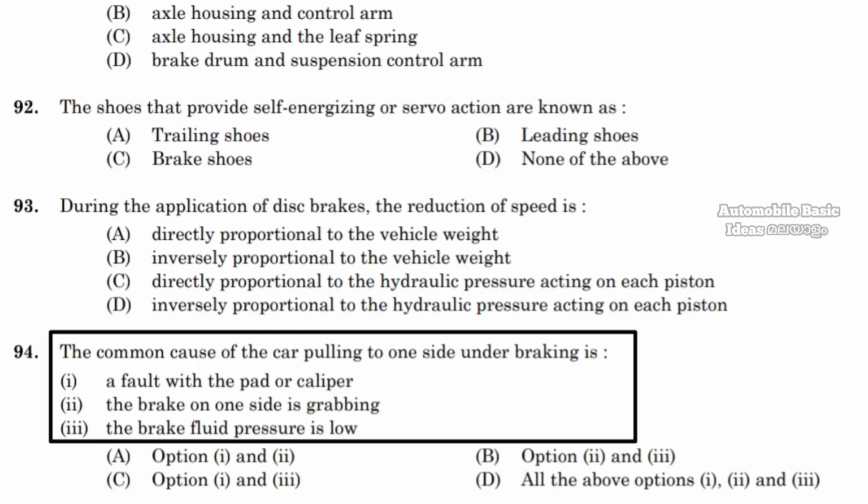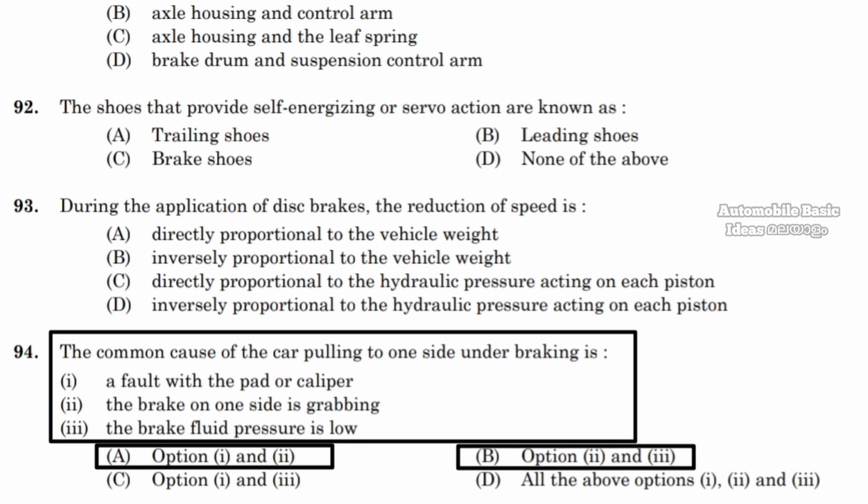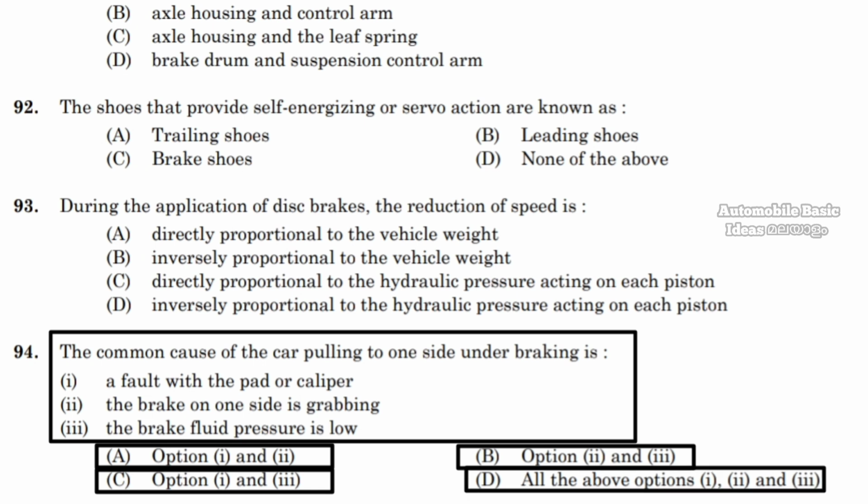94. The common cause of the car pulling to one side under braking is: 1. A fault with the pad or caliper. 2. The brake on one side is grabbing. 3. The brake fluid pressure is low. A. Option 1 and 2. B. Option 2 and 3. C. Option 1 and 3. D. All the above options, 1, 2, and 3. Answer A. Option 1 and 2.